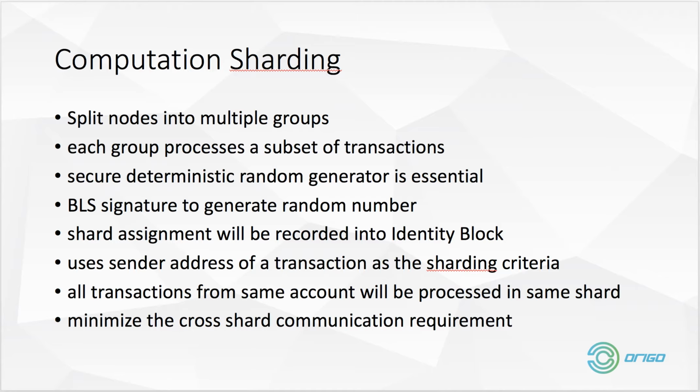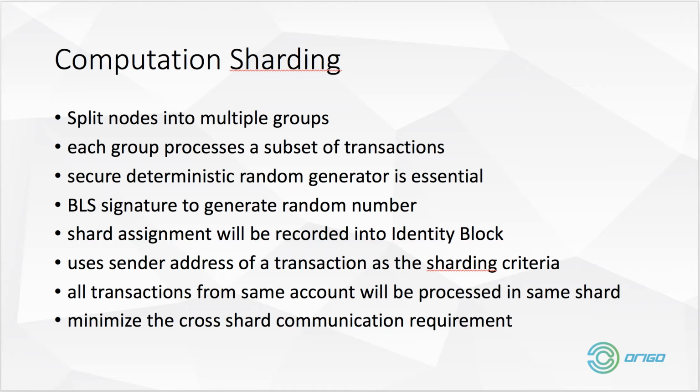So we use a BLS signature to generate a random number. So it's more like a secure, deterministic random generator. So you can use that to shard the computation. And the shard assignment will be recorded into the identity block, so that users can refer to that identity block to find out which transaction is in which shard. So everything gets recorded, right?